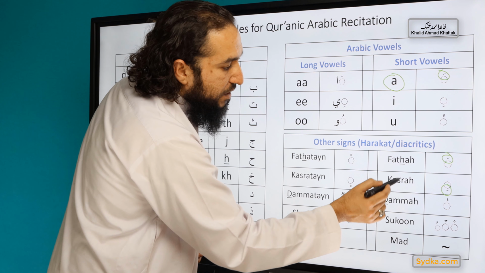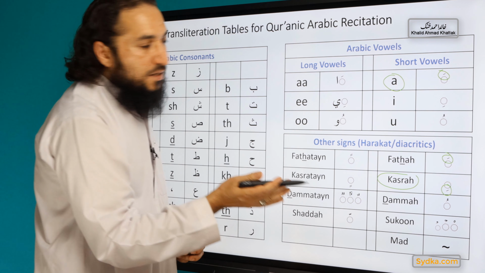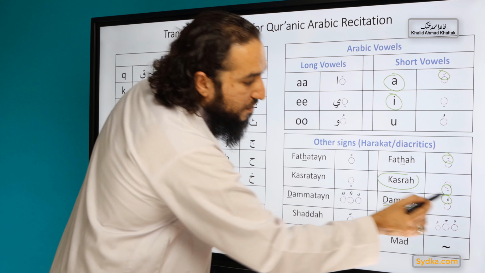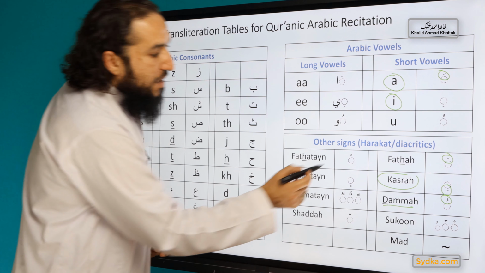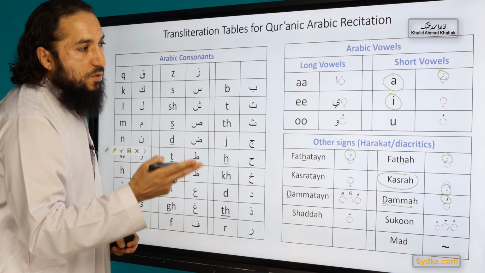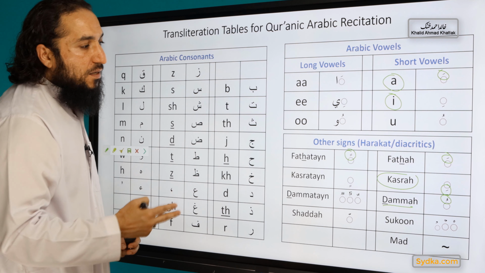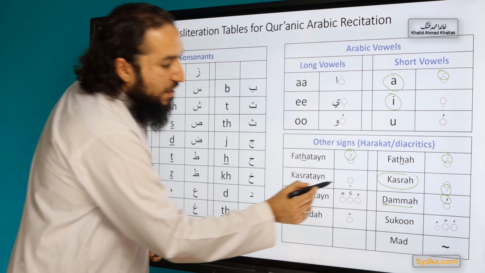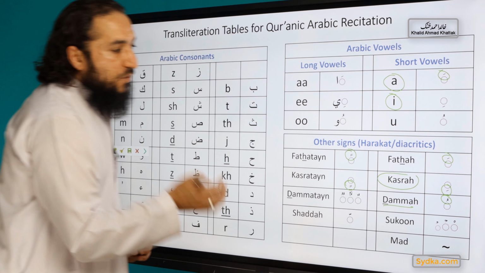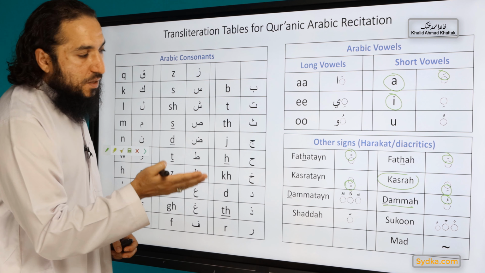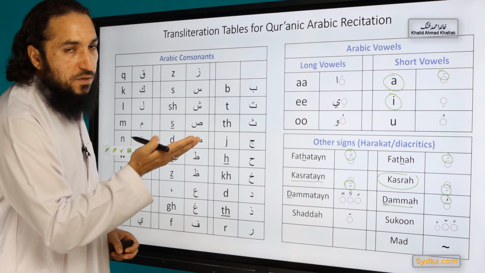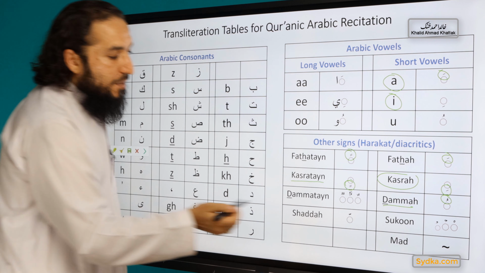Kasra, we just explained, is under the letter, and we use I sign for it. And dhamma, this is the sign for dhamma. Okay. So in future sessions, we will see that when you see double fatha, it's called fathatain. It causes a nunation sound, but we will explain that in future. When you see double kasra underneath a letter, it's called kasratain. And when you see double dhamma above a letter, it's called dhammatain.